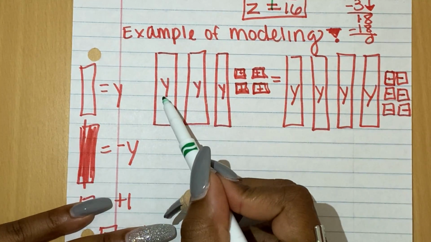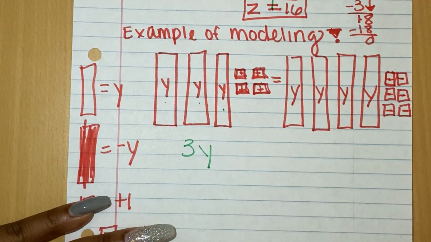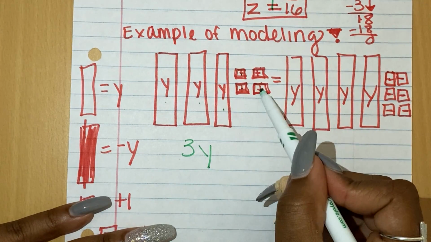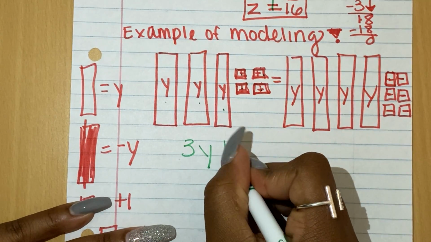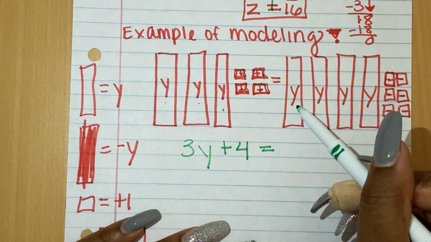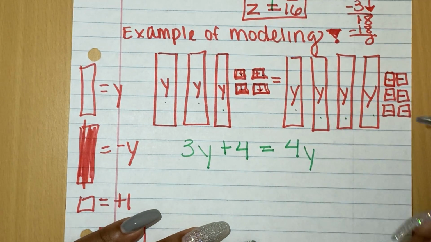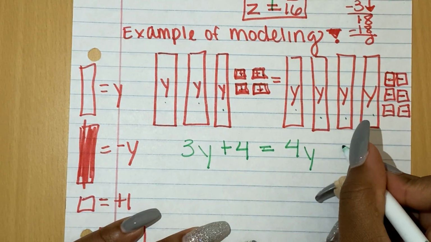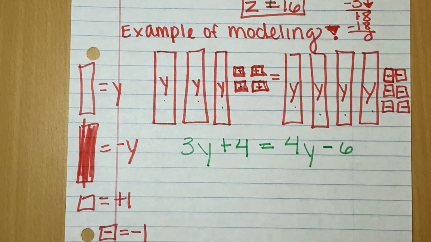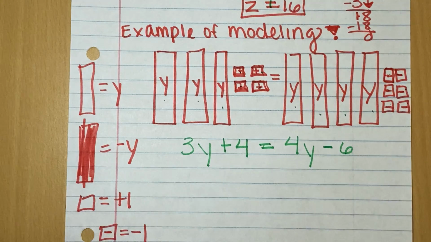Here's how. There are 1, 2, 3 y's here. 3 y's. There are 1, 2, 3, 4 positive squares, so plus 4. Bring down your equal sign because it's in the middle. Here we have 1, 2, 3, 4 y's. 4 y's. And then we have 1, 2, 3, 4, 5, 6 negatives. 6 negatives. So the equation that matches this model is 3y plus 4 equals 4y minus 6.